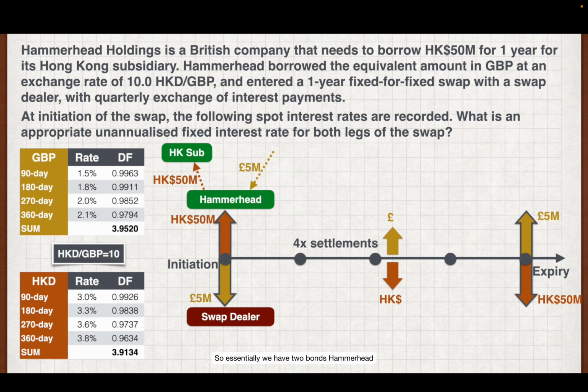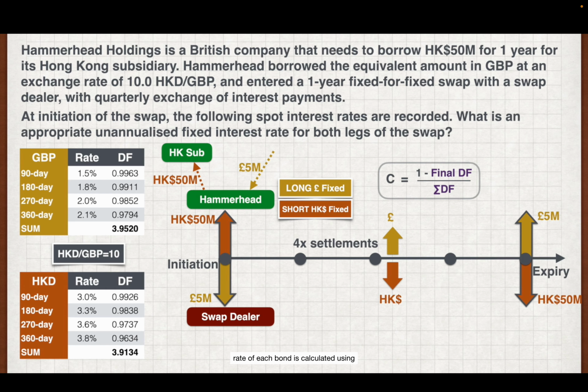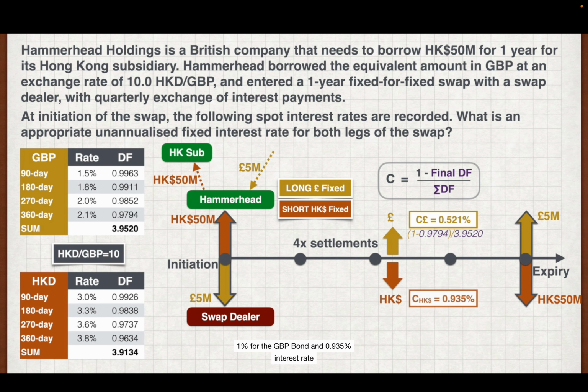So essentially, we have 2 bonds. Hammerhead is long the GBP bond with principal of 5 million and short the HKD bond with principal of 50 million. The per unit par quarterly unannualized coupon rate of each bond is calculated using this formula. Plug in the appropriate discount factors, we get an unannualized interest rate of 0.521% for the GBP bond and 0.935% interest rate for the HKD bond.